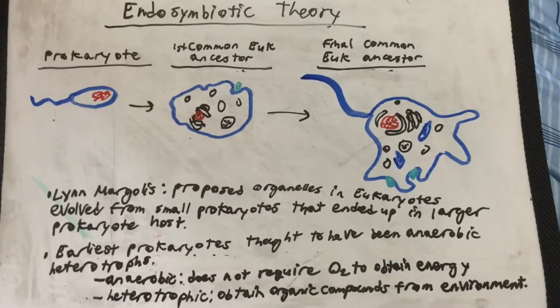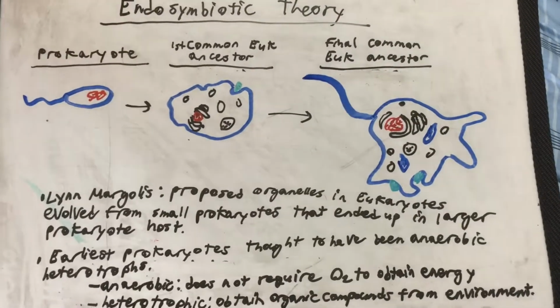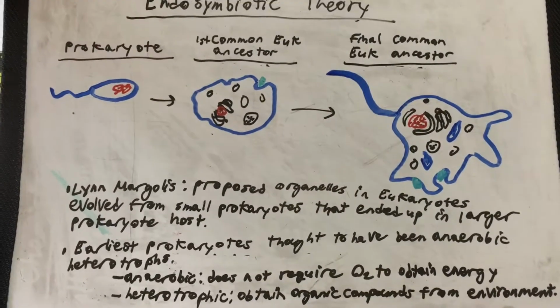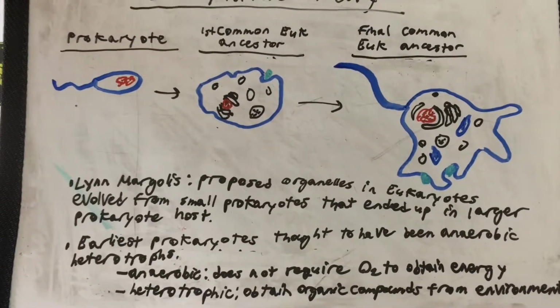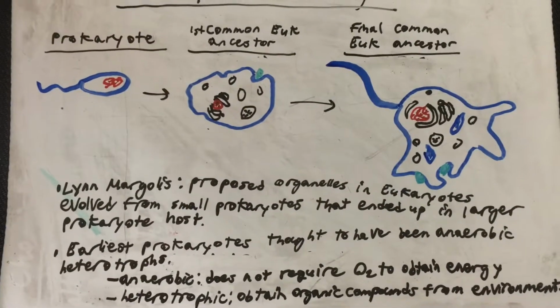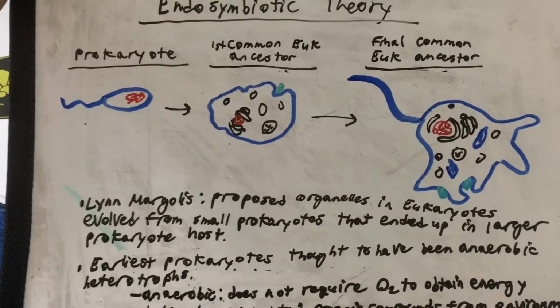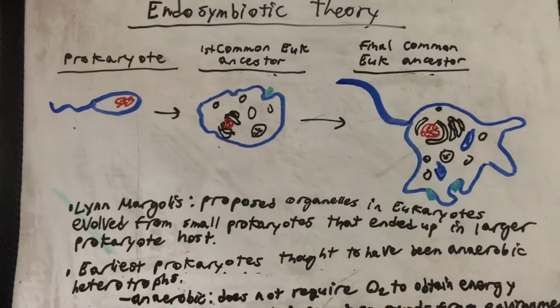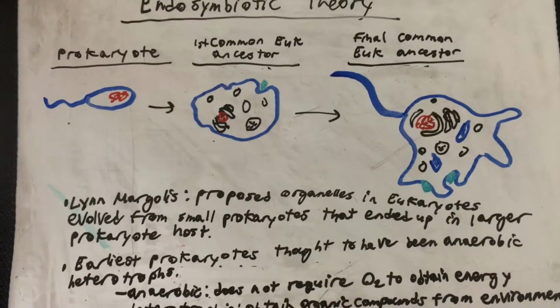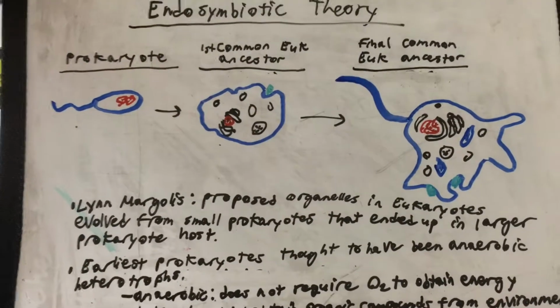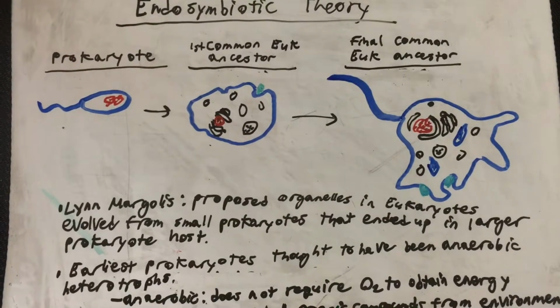So let's talk about the endosymbiotic theory. The endosymbiotic theory is basically a theory that proposes how eukaryotes could have evolved to become what they are today, because many biologists agree that originally the world was run by prokaryotic cells, and eventually, obviously, we have eukaryotic cells now.